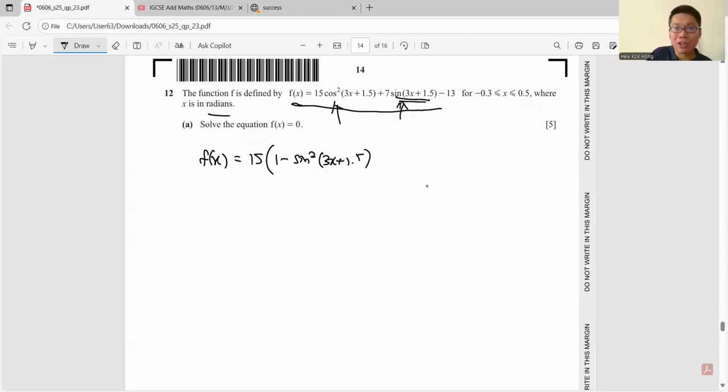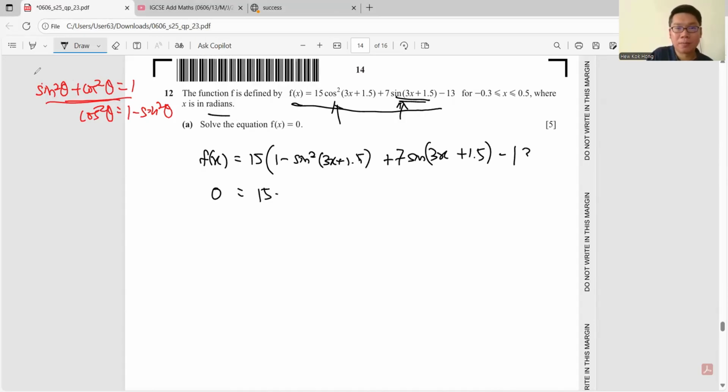For those who don't know how I change from sine square to cos square, you can refer here. I know sine square plus cos square equals 1. So cos square is 1 minus sine square. We always use this. So this equals to 0. Everything I throw to the left.